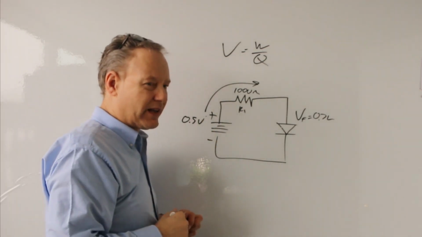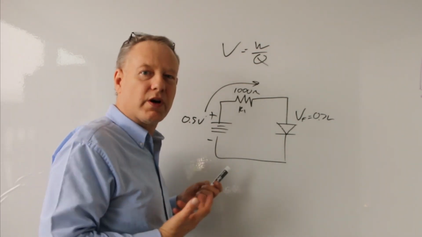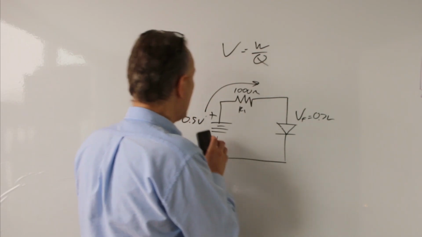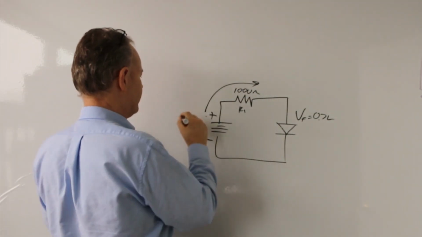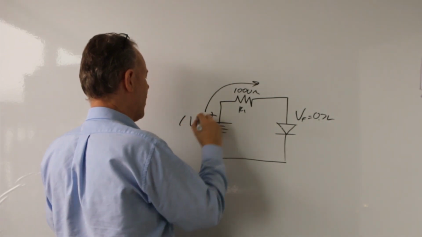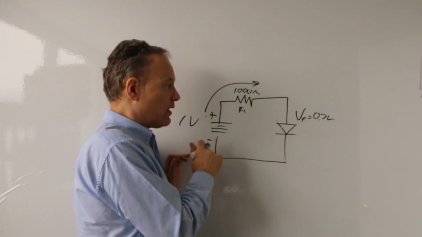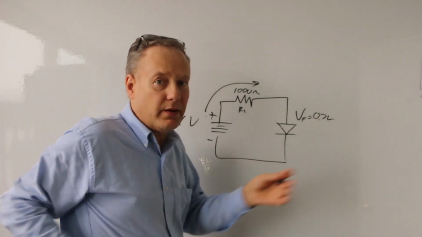So with that concept, let's look at how Kirchhoff's laws work in this situation. You'll see this working in a moment here. I'm going to crank this up to 1 volt. So now, if this is 1 volt, then this actually has 0.7 volts. It is now open and allowing current.